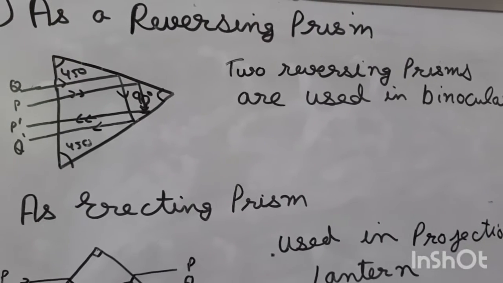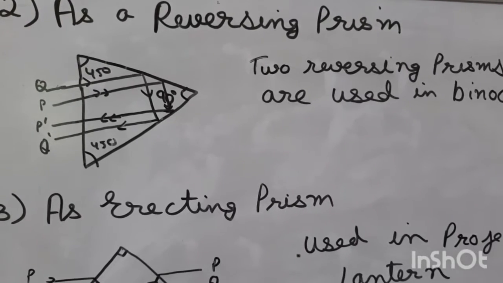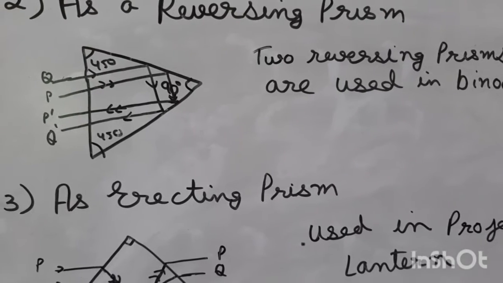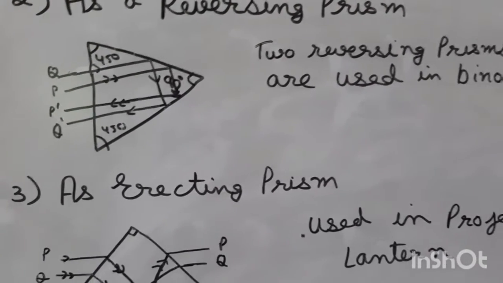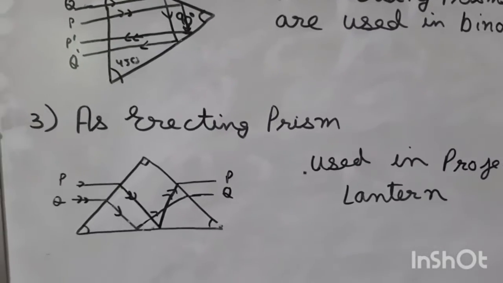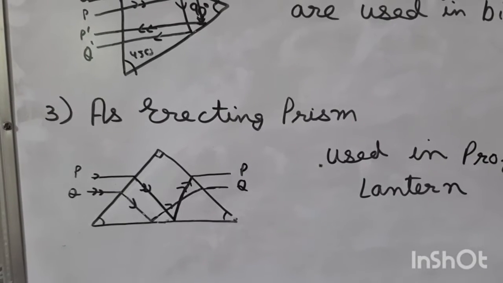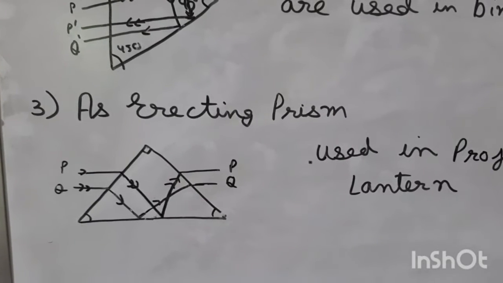The first reversing prism, what will it do? It will reverse the image, and the second reversing prism will again produce the image as the original one. Next is the third type in which we can use the totally internal reflecting prism, as an erecting prism.